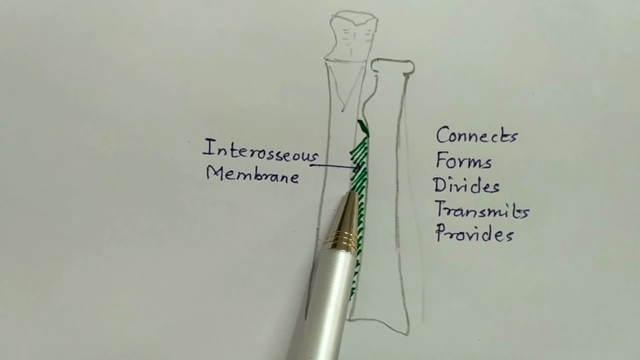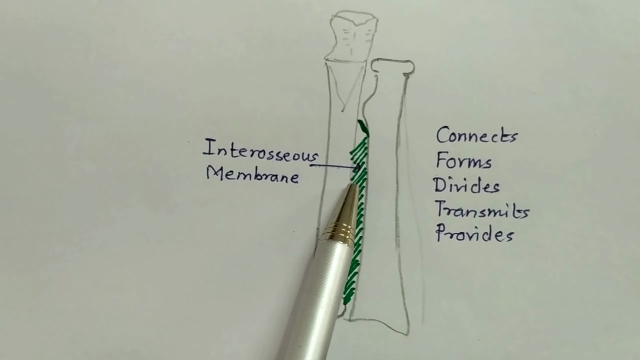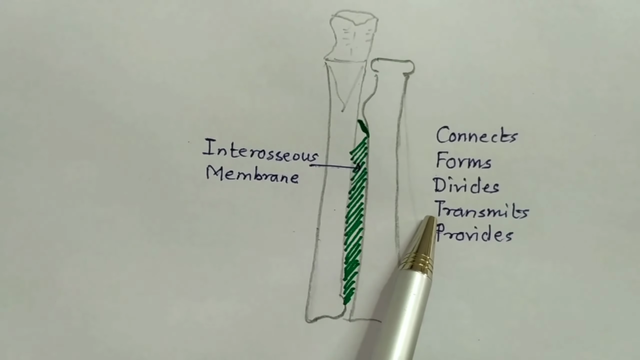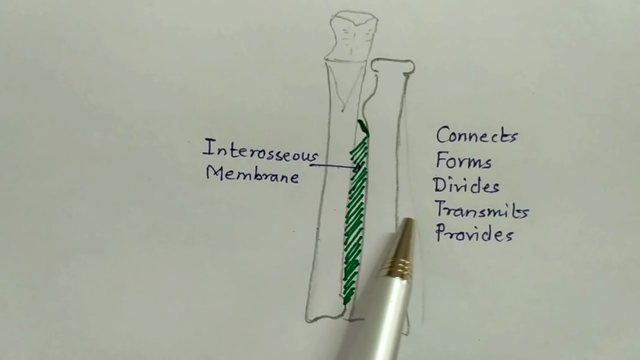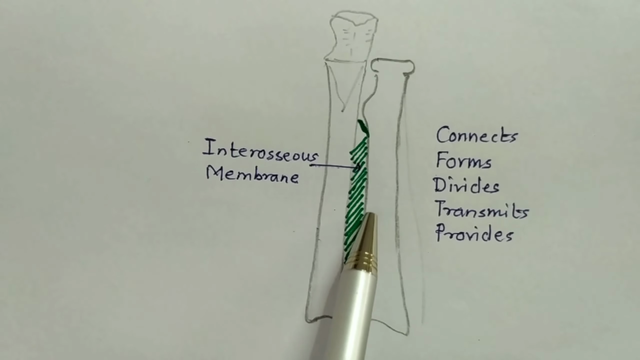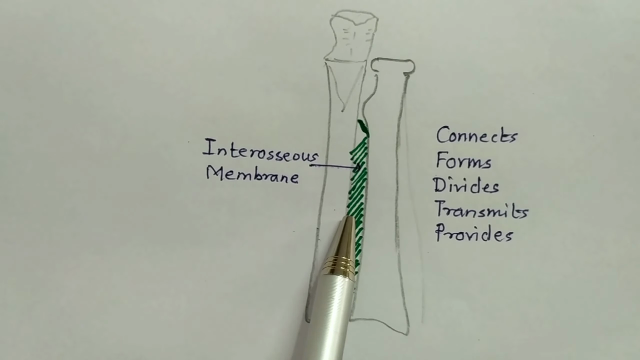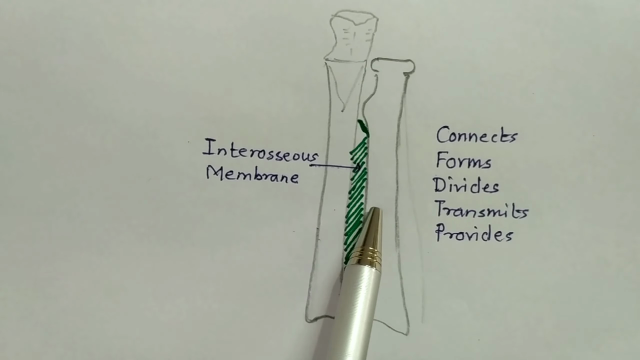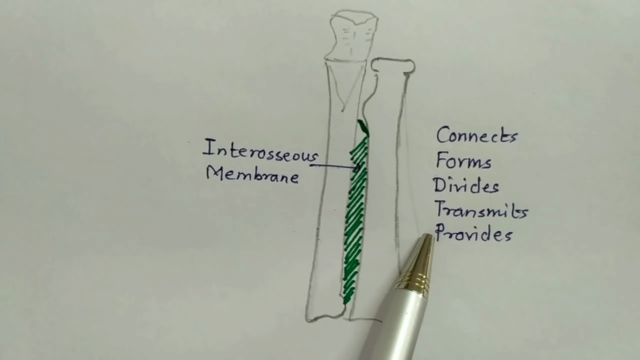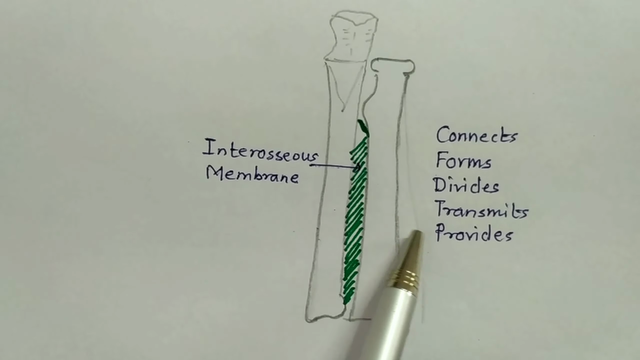The interosseous membrane divides the forearm into two compartments, the anterior or flexor compartment and posterior or extensor compartment. The interosseous membrane transmits the weight from radius to ulna. As the fibers are directed downwards and medially, the weight is transmitted from radius to ulna. The interosseous membrane also provides area for origin of various muscles.